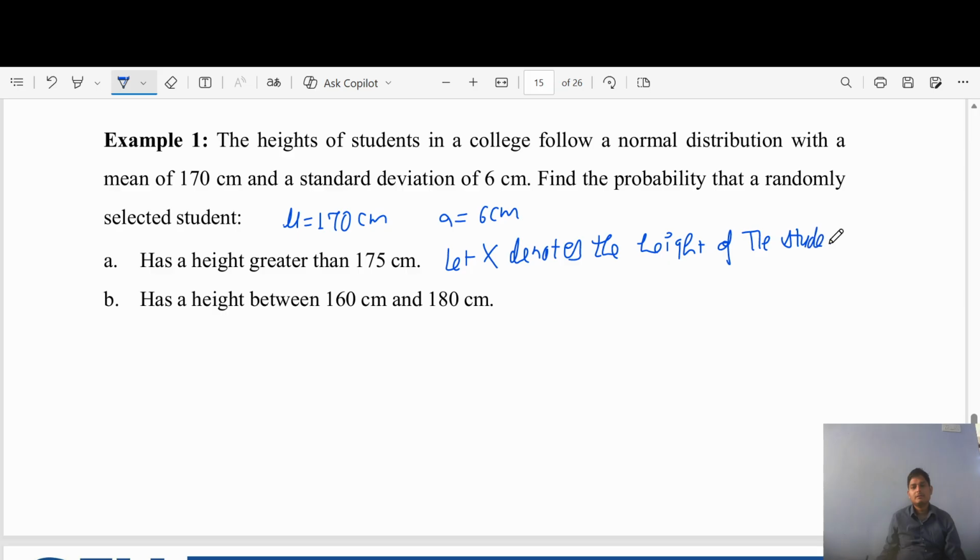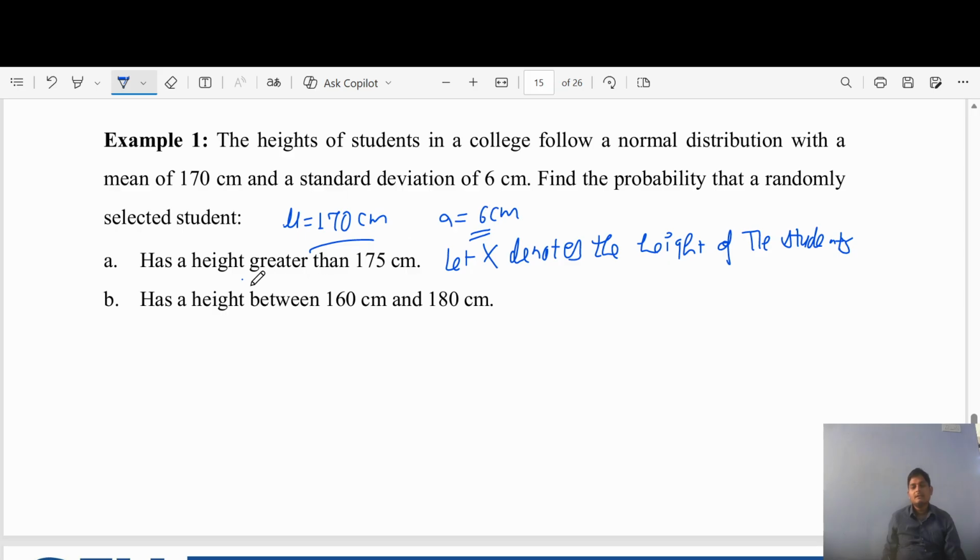Height of the students. The first question: the average height of all the students is 170 centimeters, and there is a variation of 6 centimeters, meaning the standard deviation. There is a deviation of 6 centimeters in each of the students' heights. The average height of all the students is 170 centimeters, and the deviation of the heights is 6 centimeters.